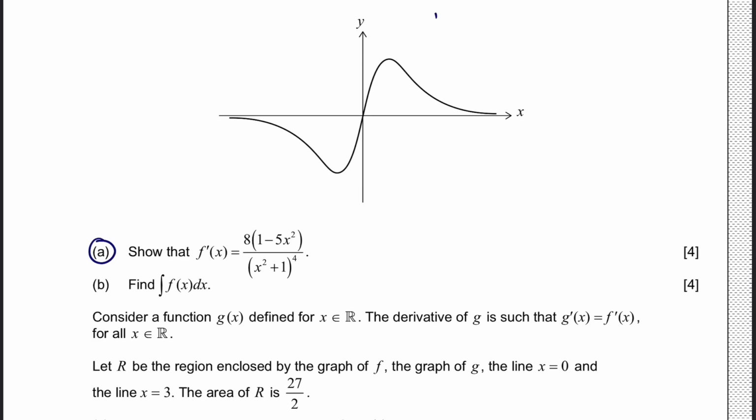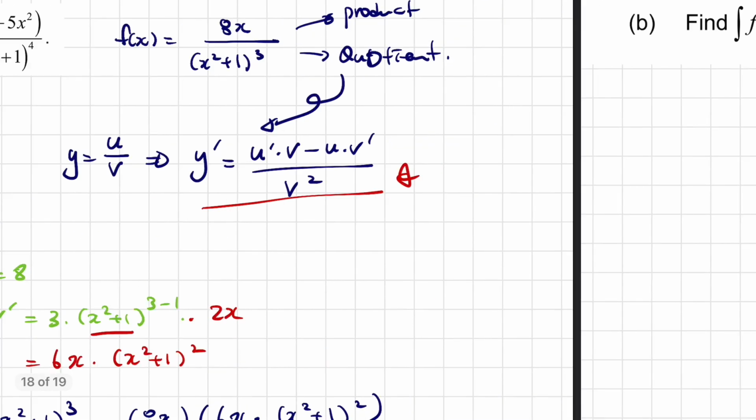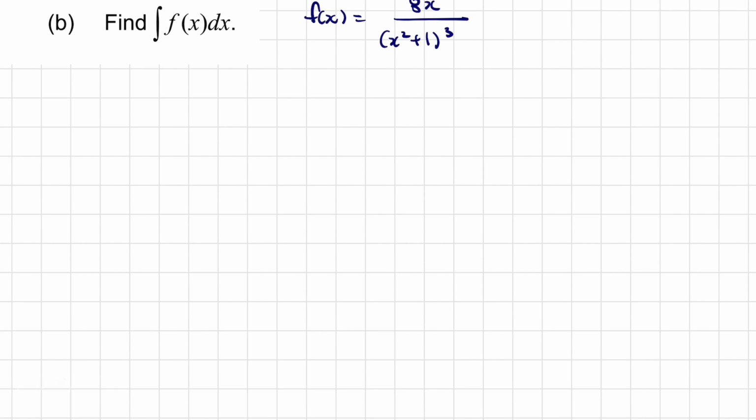So question B, now we need to integrate the function f of x. Let's do this on a new page. We know that f of x is equal to 8x over (x squared plus 1) to the power of 3. And we are integrating this, so we can rewrite the given integration as the integral of 8x over (x squared plus 1) to the power of 3 times dx.